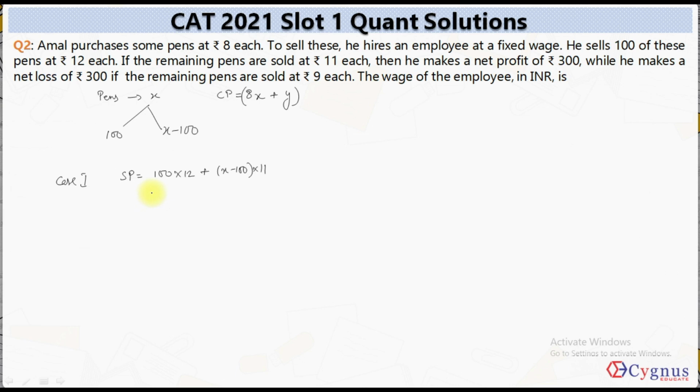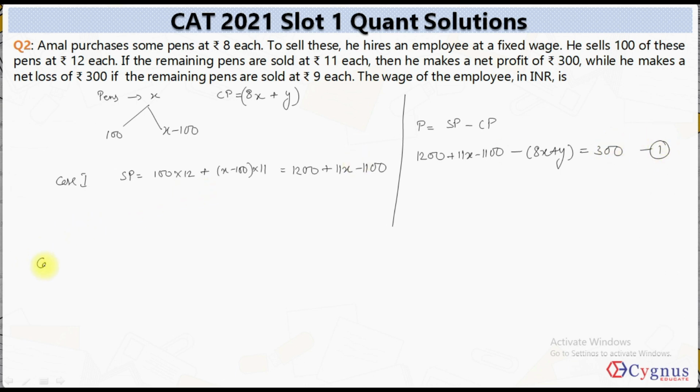11 rupees each. So his total collection will become 1200 plus 11x minus 1100. Yes or no? This is the selling price in the first case. Then he'll make a net profit of 300. How do we calculate the profit? Profit is always equal to selling price minus cost price. What's the selling price? 1200 plus 11x minus 1100 minus cost price, that is 8x plus y for me. This is equal to 300. So this is equation number 1 for me.